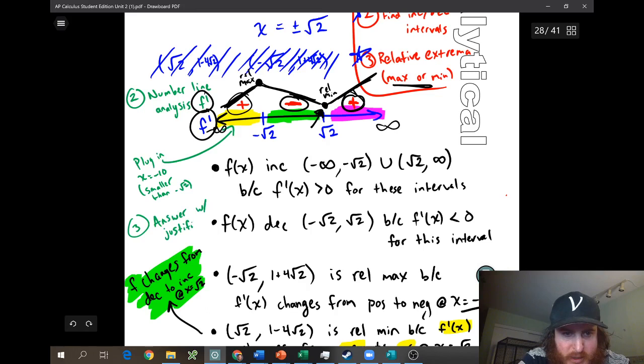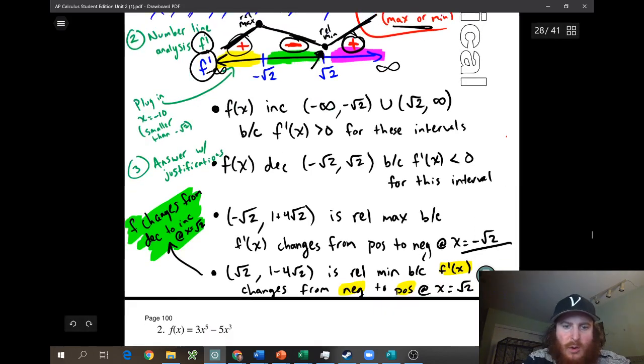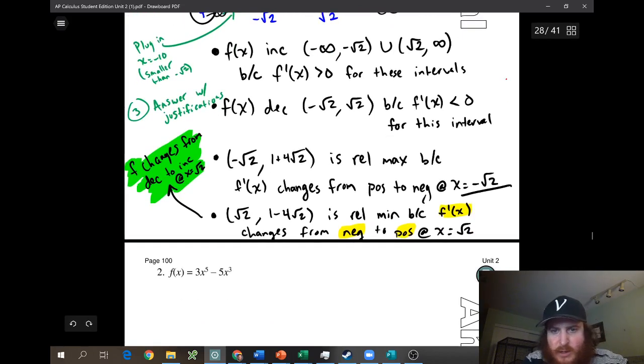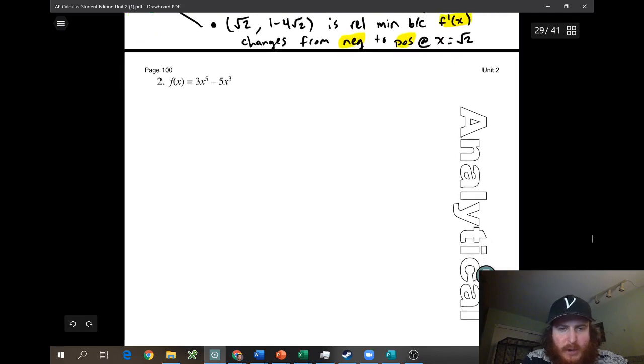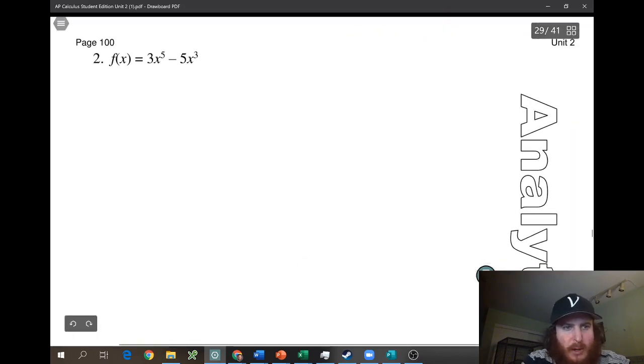And so we'll practice these justifications. It's almost like a little bit of a sentence starter. It's like, f of x is increasing at these intervals because blank. Or, x equals whatever is our relative maximum because blank. And if they ask for coordinates, then we need the x and the y point.